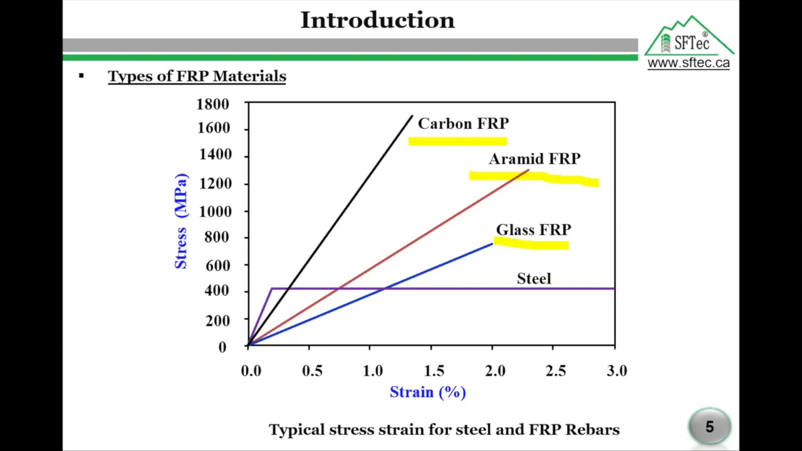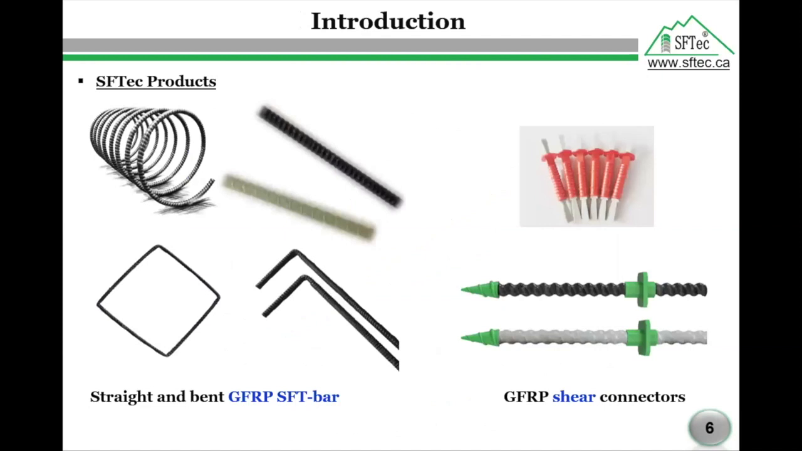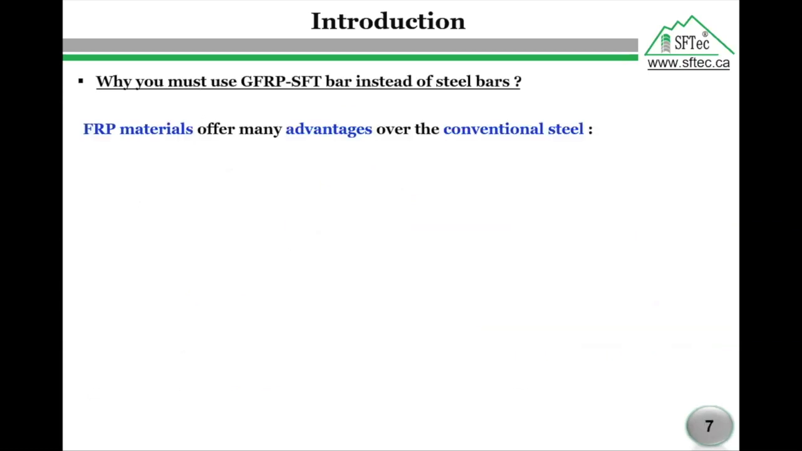As we see here, the typical stress-strain curve for steel and FRP. The only difference between steel and FRP bars is that FRP is linear up to failure and exhibits no ductility or yielding. In our company, we are focusing on the production of GFRP material as straight bars, bent bars, closed loops, and spirals. And we also have another type of GFRP material called GFRP shear connectors for sandwich panels.